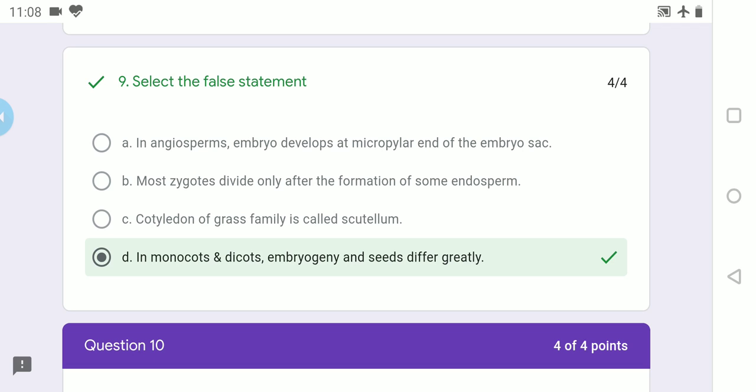It's correct. D, in monocots and dicots, embryogeny and seeds differ greatly. No, so this is false. In monocots and dicots, embryogeny and seeds are not that different. Almost all of them are similar. Only during the formation of cotyledons, the monocots give rise to a single cotyledon and dicots give rise to two cotyledons. The remaining embryogeny is similar, isn't it? So that's why option D is the false statement. The remaining three are true. Did you get it? Yeah.